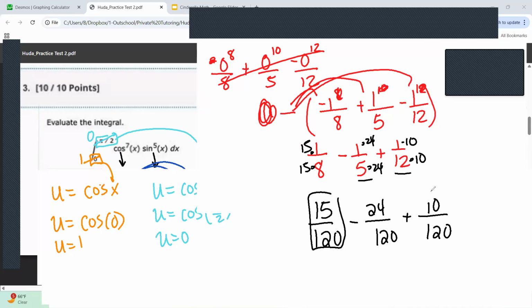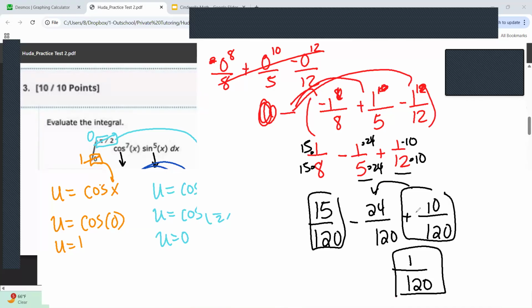So 15 plus 10, that's 25. 25 minus 24 is 1 over 120. And that is answered. Now, did you have to do all that fraction? Maybe not. If you're using a fraction calculator, don't. But there you go. That is the answer.